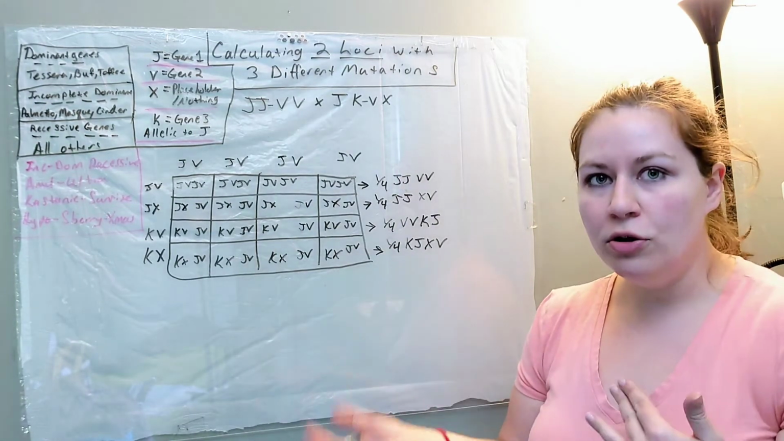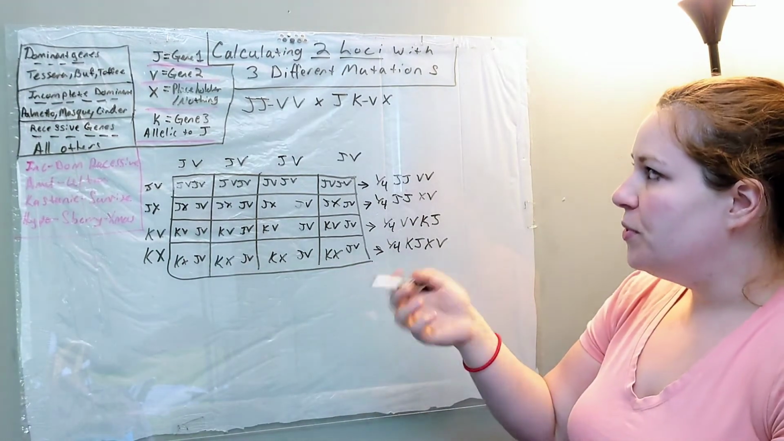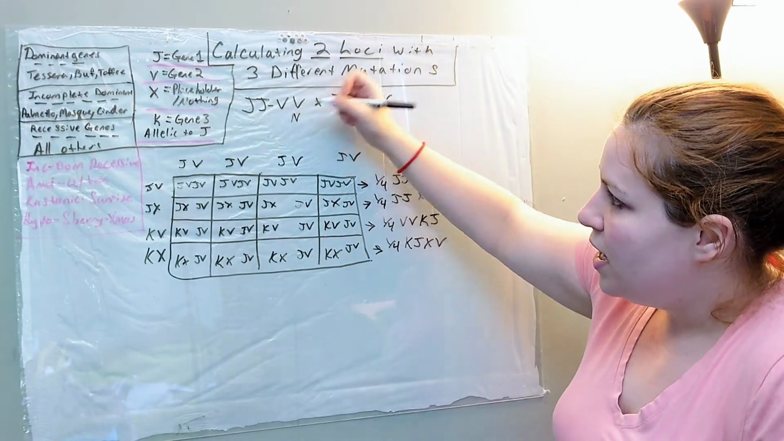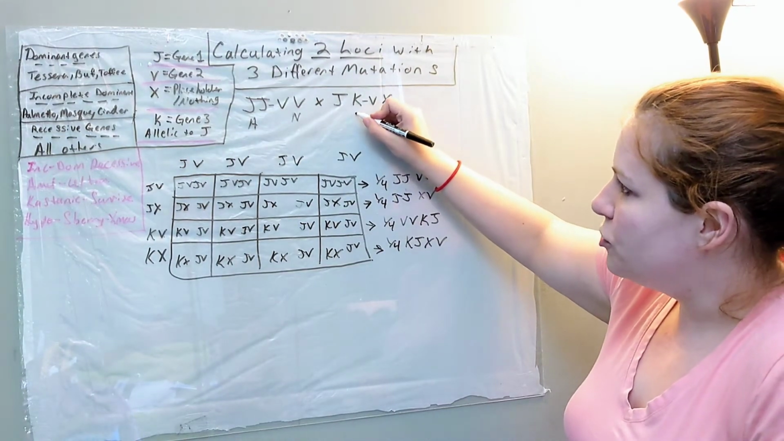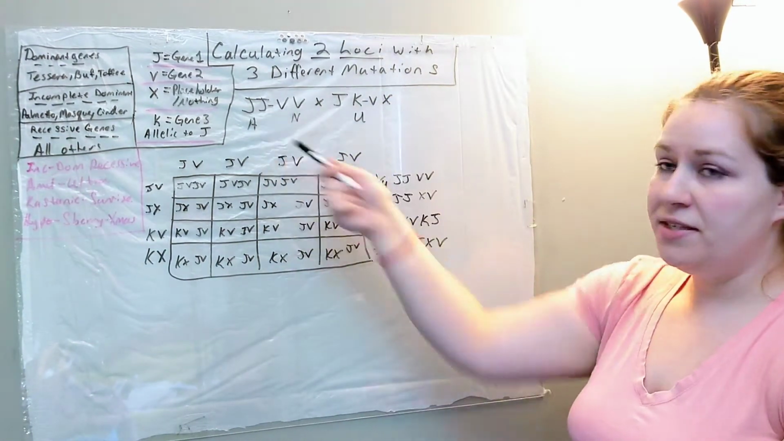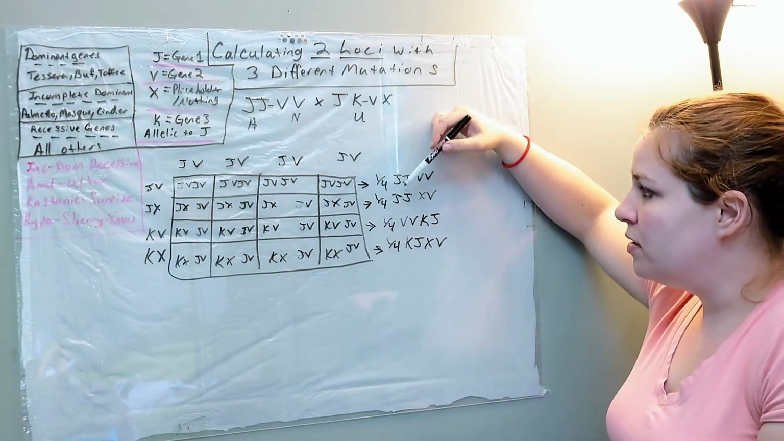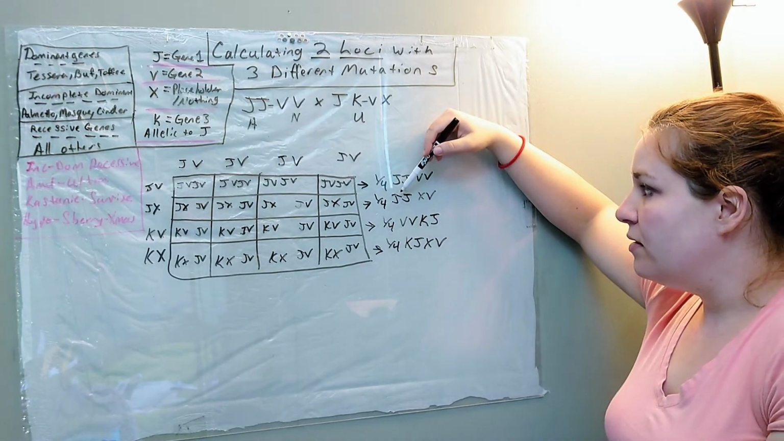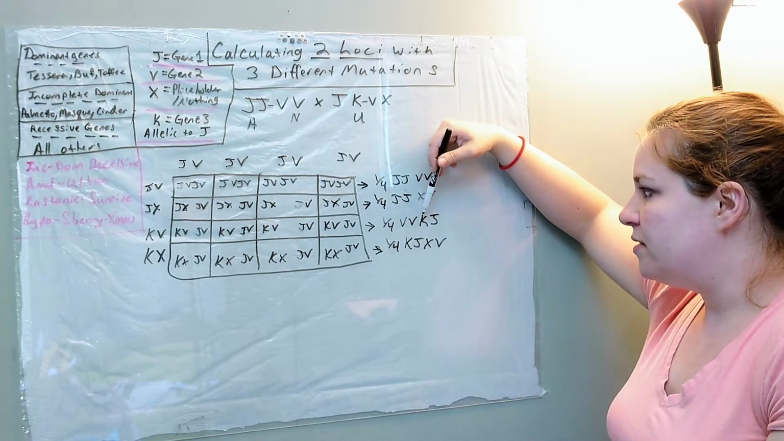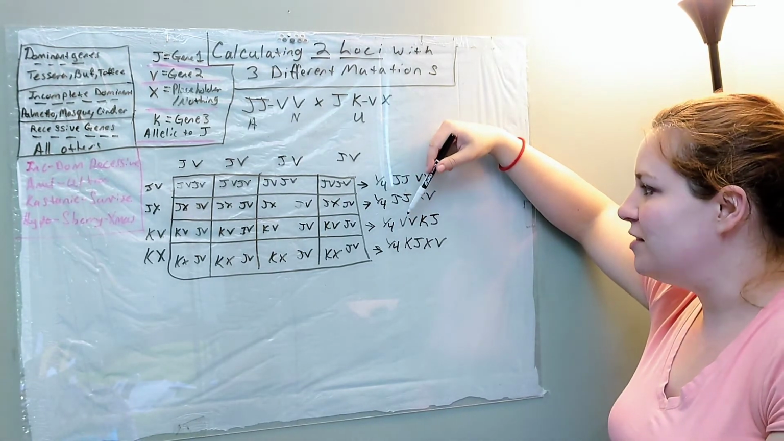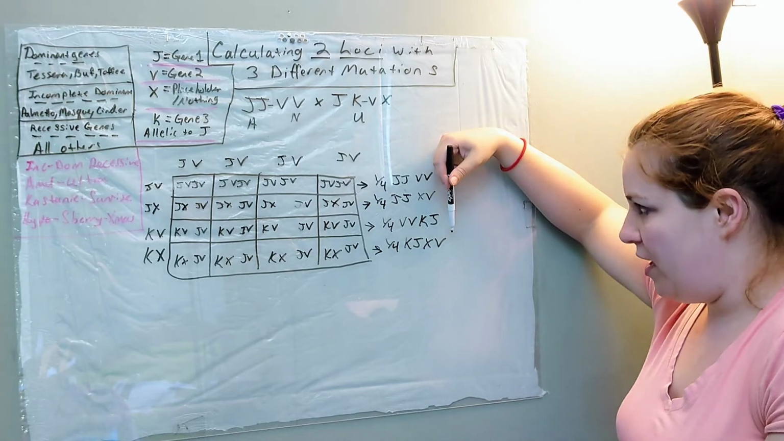I already mentioned the ultramel and the anery one, so we'll just do that first. So let's assume that the V is anery, and the J is amel, and then the K is ultramel. If we apply this to all of these, we will end up having this 1/4 snow, 1/4 amel that's het for anery, 1/4 anery that is also an ultramel. Sorry, it took me a second to read that. So 1/4 ultramel anery, and 1/4 ultramel that is het for anery.